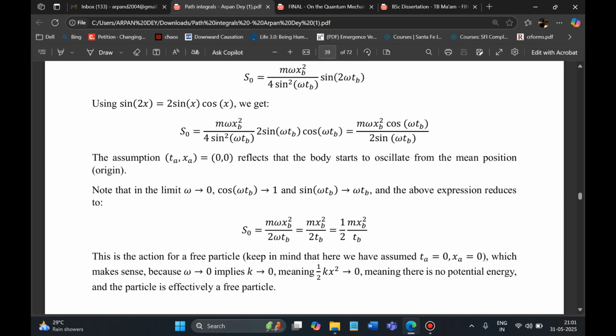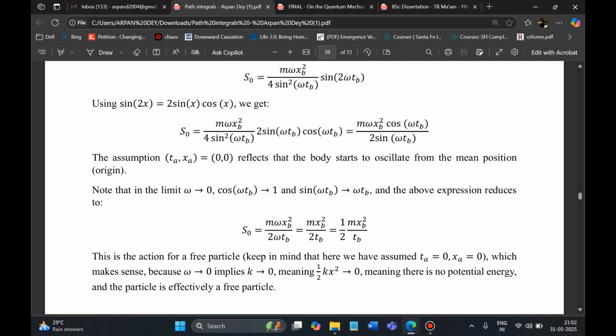Now in the limit omega tends to 0, we can say that cos omega tb tends to 1, because cos 0 is 1, and sin omega tb tends to omega tb, because for very small values of theta, sin theta tends to theta. So in that case the above expression reduces to m omega xb squared over 2 omega tb, or you can just cancel out the omegas and you are left with m xb squared by 2 tb.